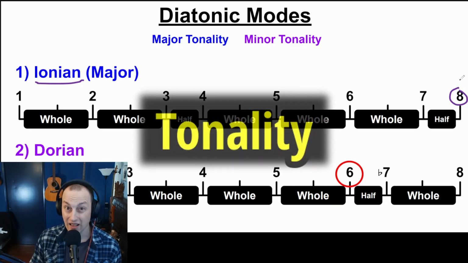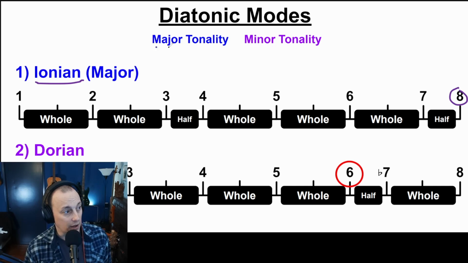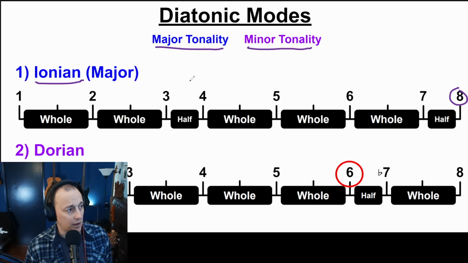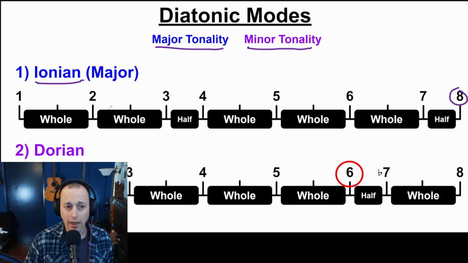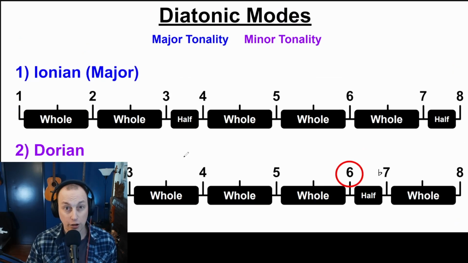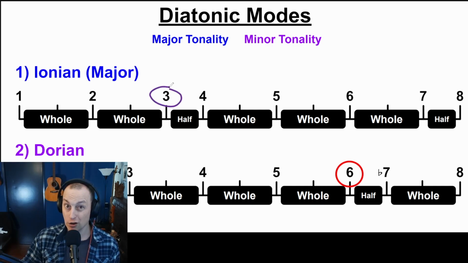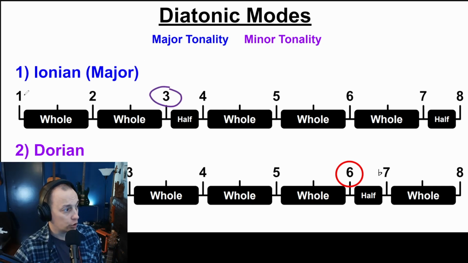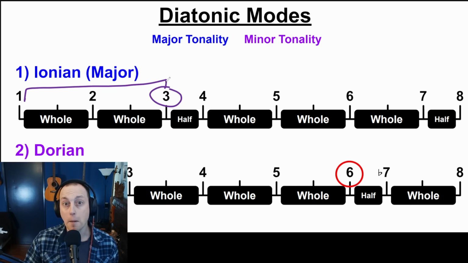First, I want to talk about tonality. Each of these modes will have either a major or a minor tonality, and I have that listed up here. And because I love color coding, the major modes are in blue, and the minor modes are listed in purple there. What makes a mode major or minor is the third. So if my third is a regular third, scale degree 3, or 2 whole steps from the root, that's a major third.